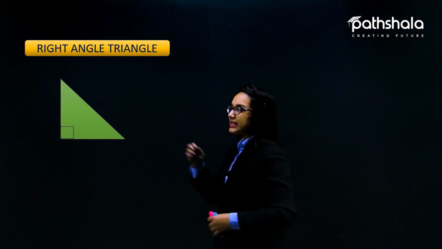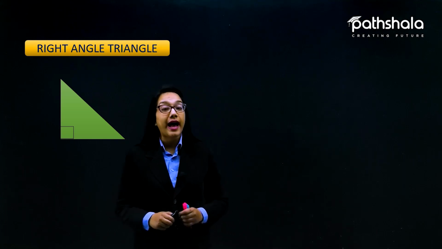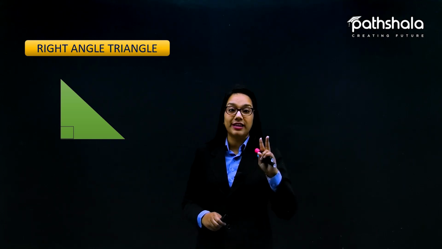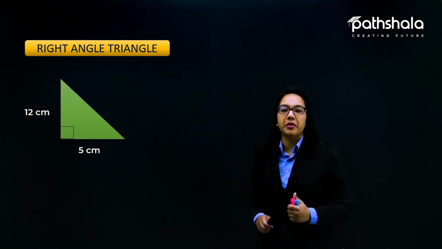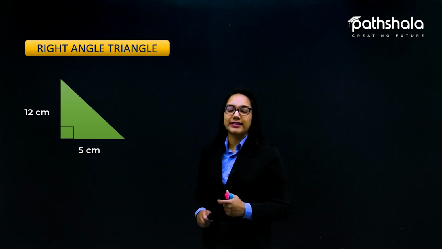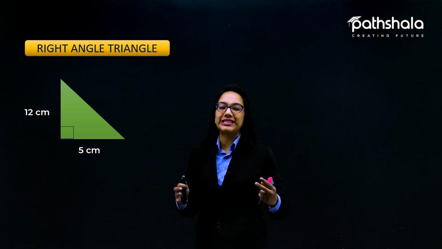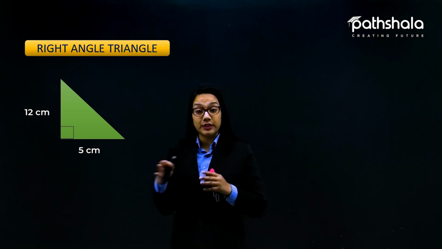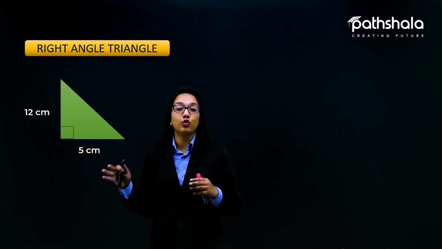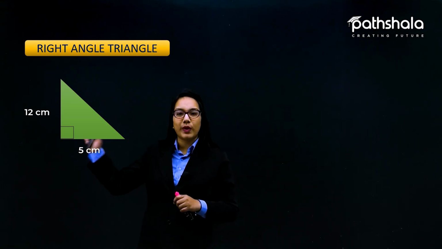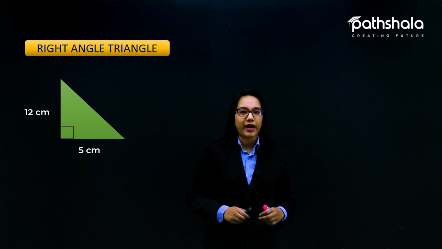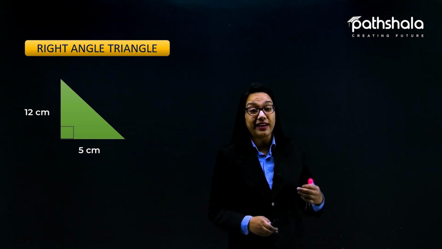As you can see, this is a right angle triangle, and we have two things given to us, which are the base and the height. The base is 5 meters and the height is 12 meters. So for instance, if in this right angle triangle we know the length of the two sides as 5 centimeters and 12 centimeters, then are you able to find the area of this right angle triangle?